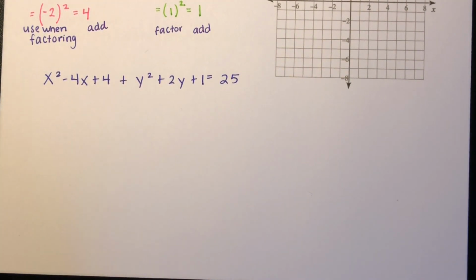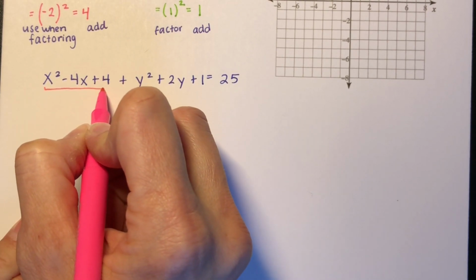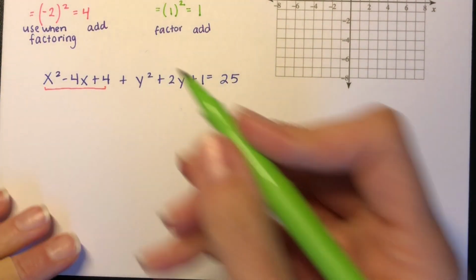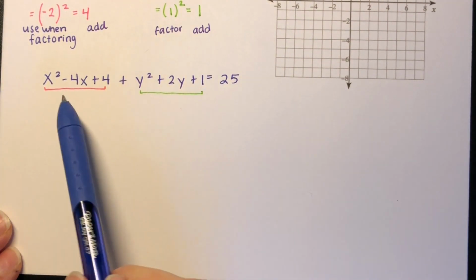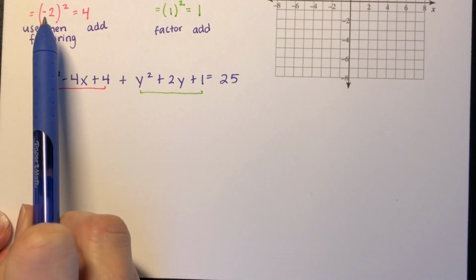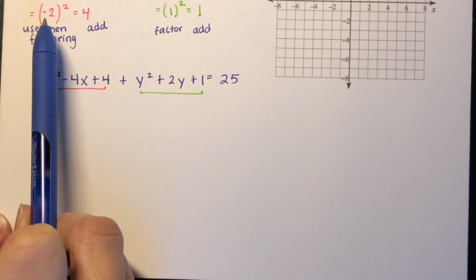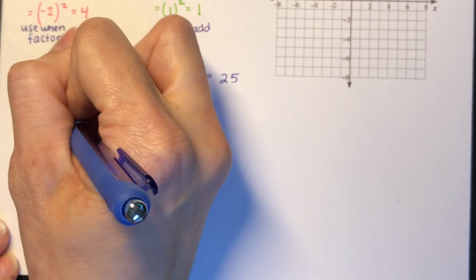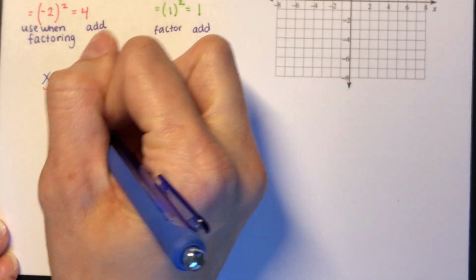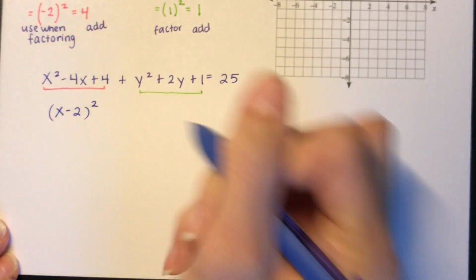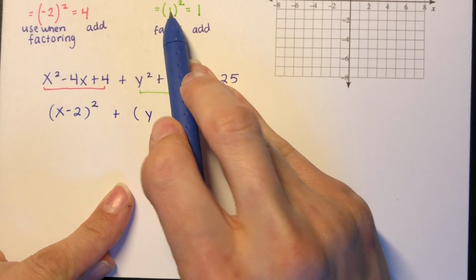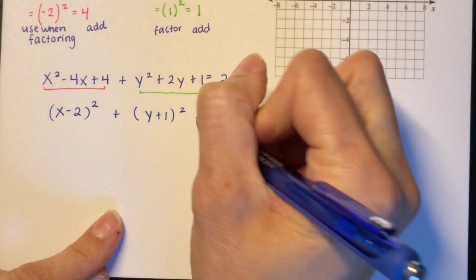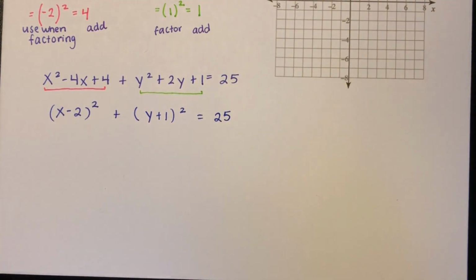All right, so now, like I said before, I'm going to write my x trinomial as a perfect square. I'm going to write my y trinomial as a perfect square, and then I simplify that right-hand side. So if you remember, when we write this as a perfect square, that's the number I use. I use my -2 before I squared it, and that's an easy way to factor it. So it'll be x minus 2 squared, and then I add y, since this is positive 1, y plus 1 squared, and then I can bring down my 25.